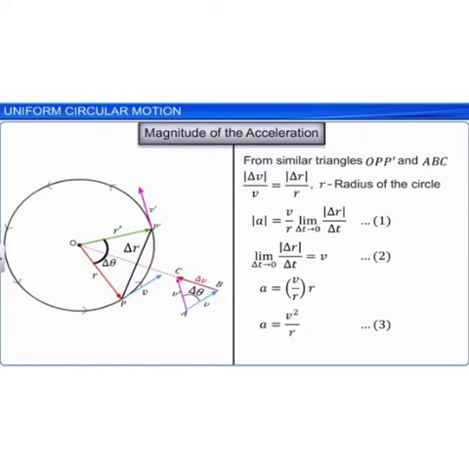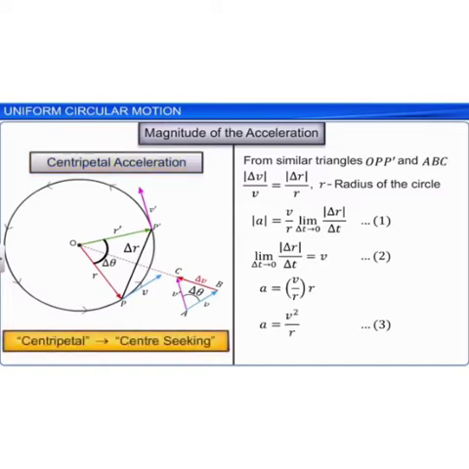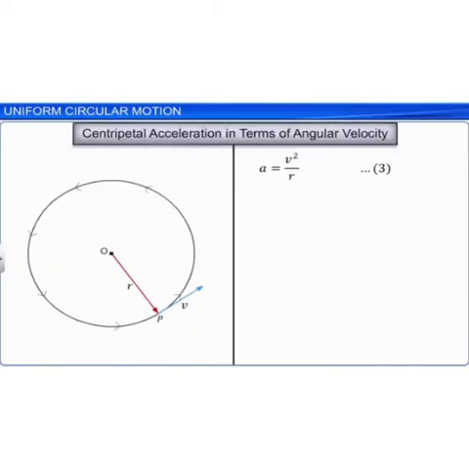Now, let us find the centripetal acceleration in terms of angular velocity, omega. As the body moves from P to P dash in time delta T, the line OP turns through an angle delta theta. As you know, omega is equal to delta theta by delta T. Let this be equation 4. V is equal to arc length PP dash by delta T, which is equal to delta S by delta T. Let this be equation 5.